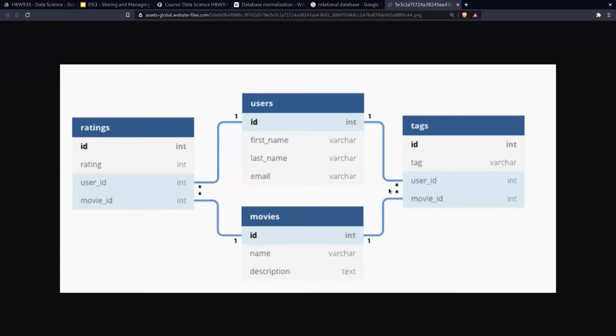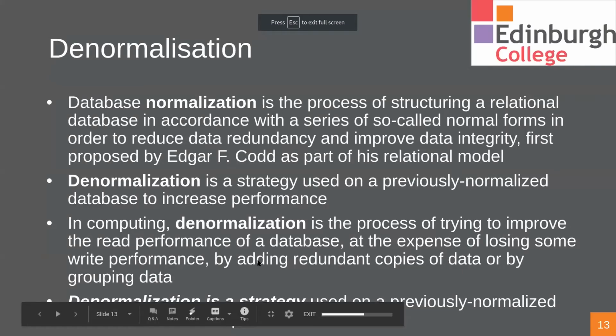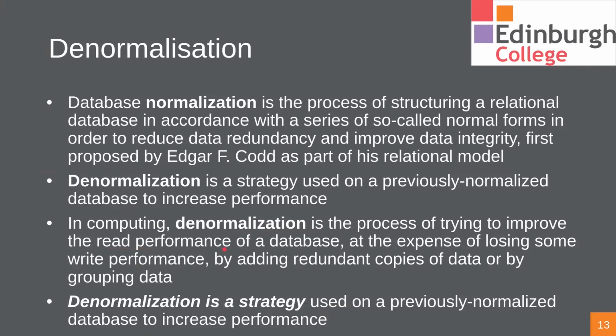Now, if we wanted to denormalize this database, we could just have 4 tables and have everything in all 4 tables. And that would make our data lookups much faster, but it would be a lot less efficient. So that's denormalization, the process of undoing database normalization. And it doesn't matter if we add redundant copies of data. It doesn't matter if we lose write performance. The whole goal of denormalization is to speed up the read performance of a database.